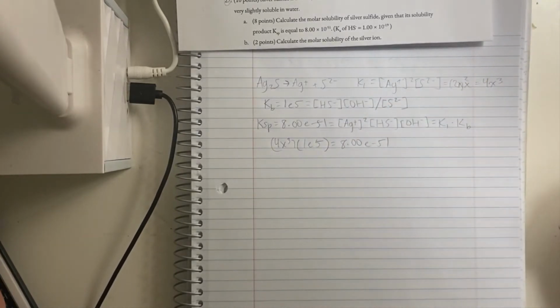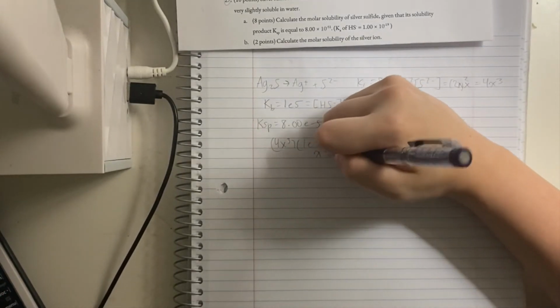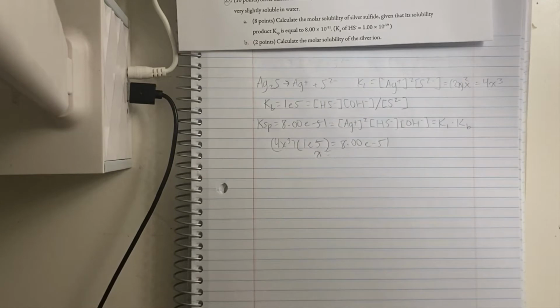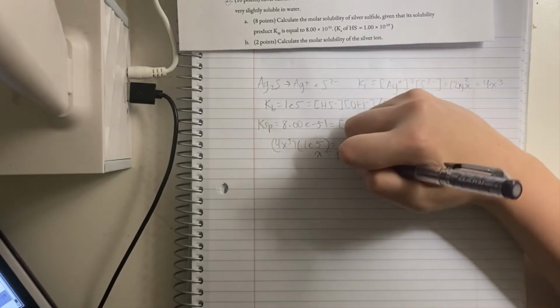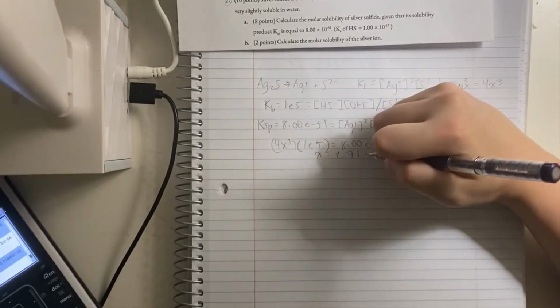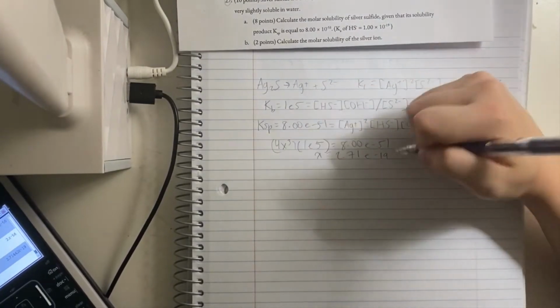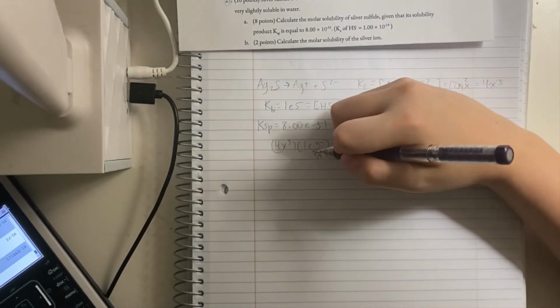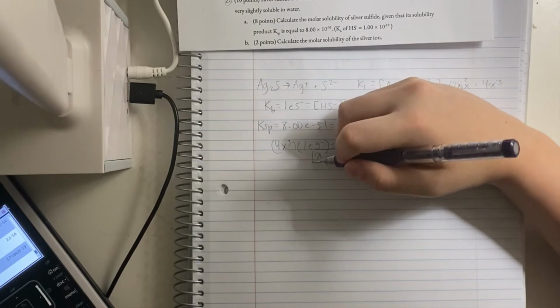And then now we can just use our calculator and solve for x. So we would do 8e negative 51 divided by 1e5 divided by 4, and then cube rooted, and we're left with 2.71e to the negative 19 molar. And that is the answer to A.